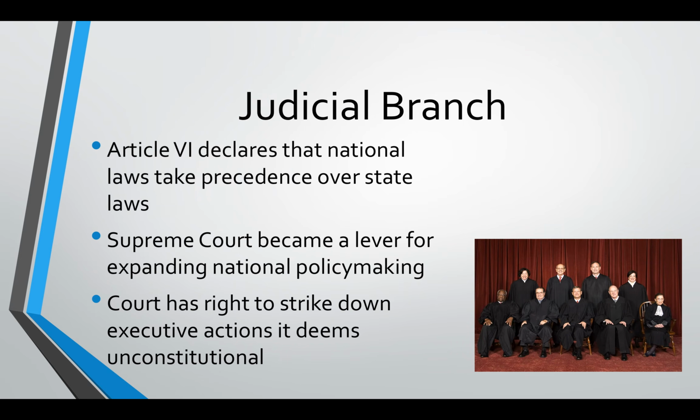Article 6 gave national laws precedence over state laws when both properly discharged their government's respective responsibilities. Over the years, the Supreme Court has become a lever for expanding national policymaking. The court was given the right to strike down executive decisions it deems unconstitutional, a right called judicial review. This right was not explicitly written into the Constitution, but instead granted through a ruling in the court case Marbury v. Madison.